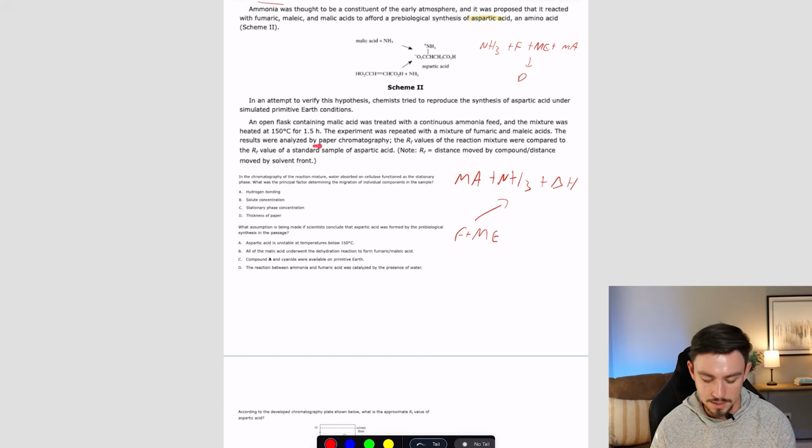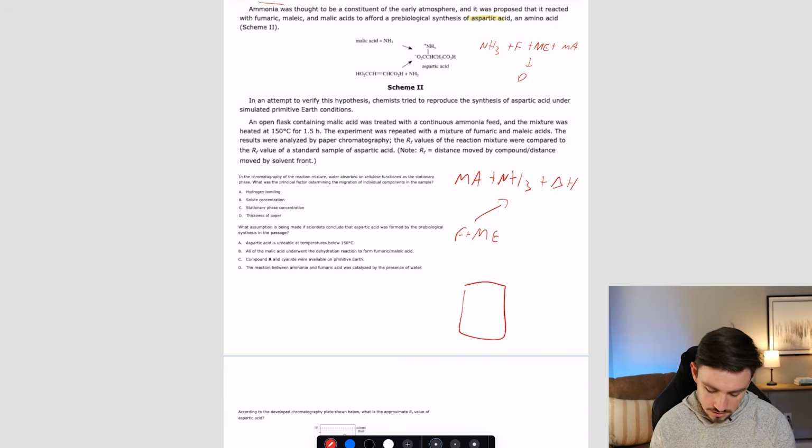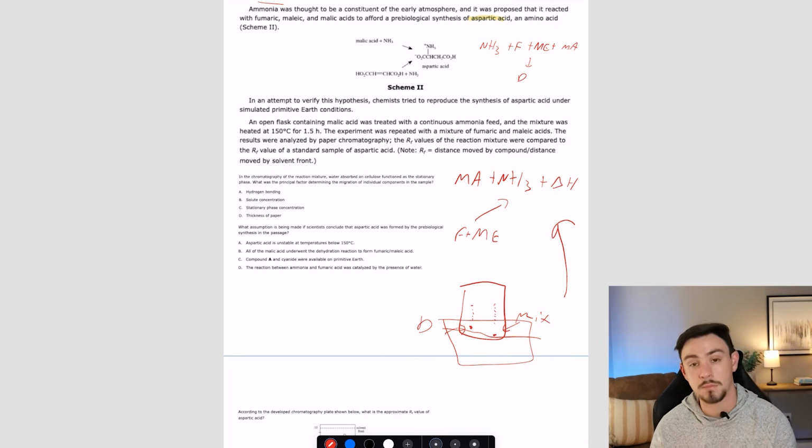So we're analyzing it by paper chromatography, and it says that we're going to compare the RF values for the mixture. So whatever these make, that's going to be compared to the standard sample of aspartic acid. So they're pretty much going to take their paper, and they're going to dip it in its mobile phase here, and they're going to add some mixture, so whatever this soup is that they concocted, and they're going to add some aspartic acid, and they're going to see how far they run, and if they run similar distances, then it may be arguable that, hey, this is actually aspartic acid.